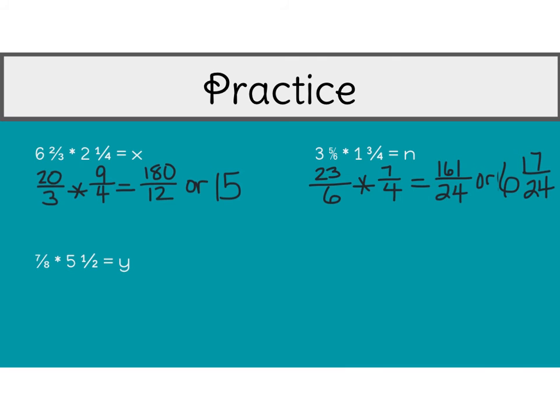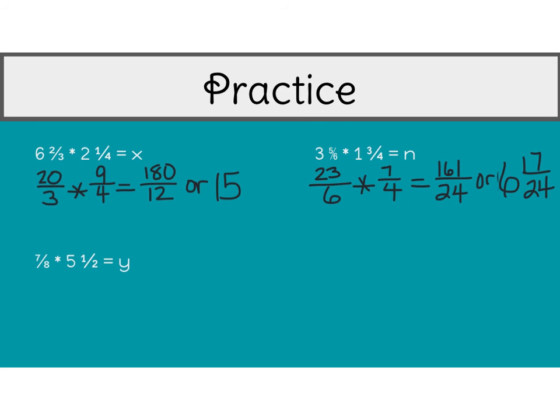Did you get it correct? Okay, so let's take a look at the second one. We have 3 5/6. Again, change that to a fraction, 23/6. And then 1 3/4 turned into 7/4. Multiplied those out, got 161 24ths, which turns into 6 17/24ths. So let's do this last one together, or if you've already done it, you can check to see if you did it correctly.